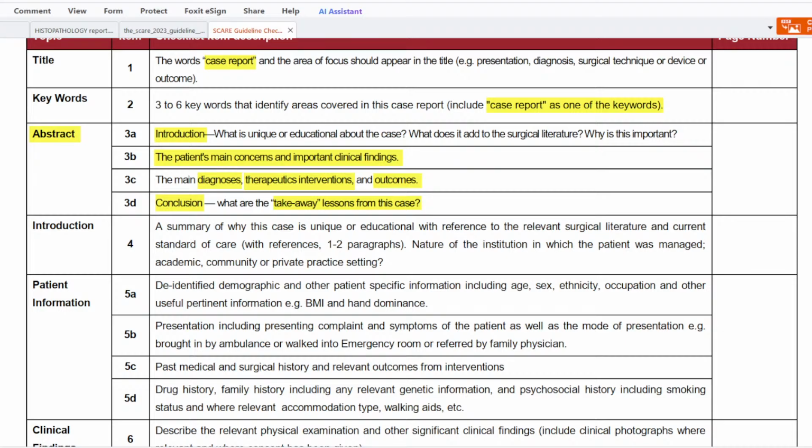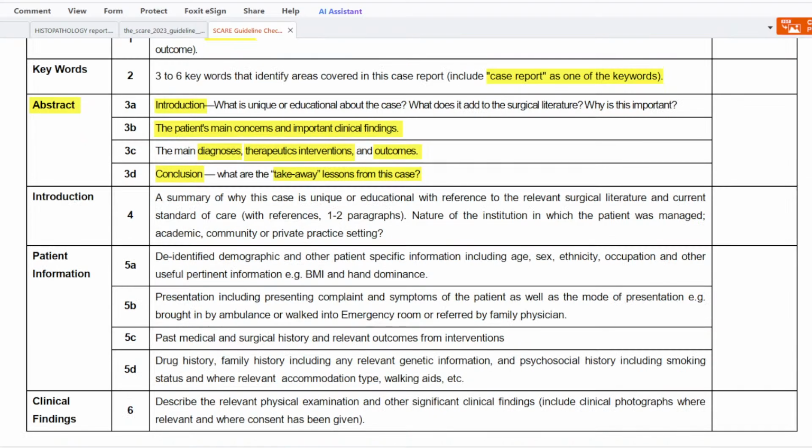Introduction. A summary of why this case is unique or educational, with reference to the relevant surgical literature and current standard of care, with references, one or two paragraphs.